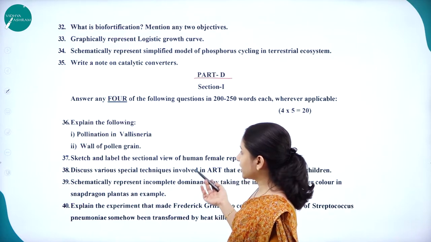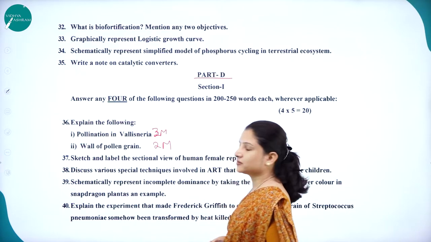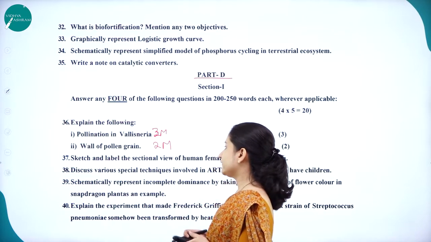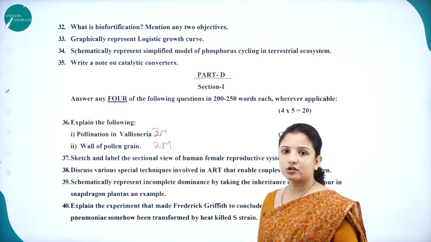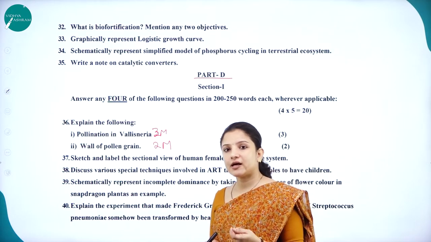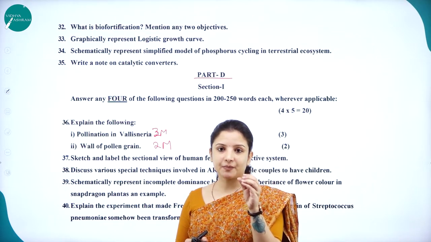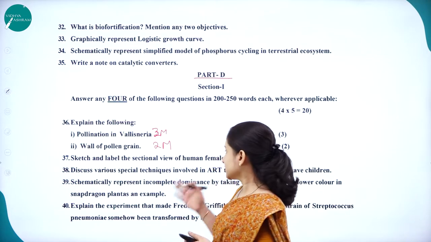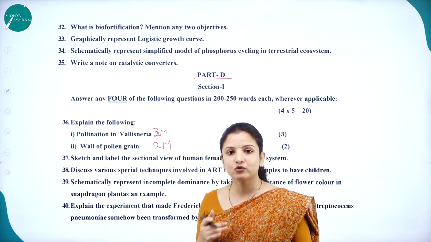So here also, if you can see how they have divided it as 3 mark and 2 mark. So if you write about pollination and Wallace area, you will get 3 marks. And if you write about the wall of the pollen grain, you will get 2 marks. In this particular section of part D, for 5 marks, they can ask diagrams also. So wherever they have asked a diagram, don't draw diagrams like a small stamp or something. Please draw big diagrams and label them properly. So if it is for 5 marks, at least 10 labels have to be done, because that is how the scheme would have been divided.